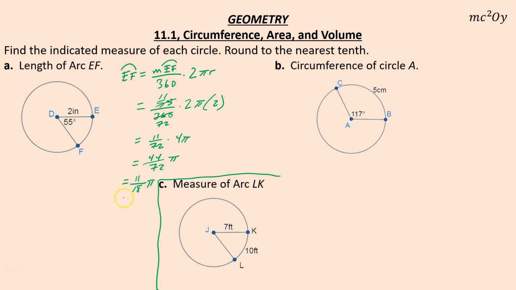Now it says round to the nearest tenth, so you don't have to do that, but you're going to see in a minute we actually keep things in terms of pi when we're dealing with radians, so I wanted to show that there, how we could reduce. Anyway, that's 0.61 times 3.14, which gives me 1.9-ish. And that's in inches.